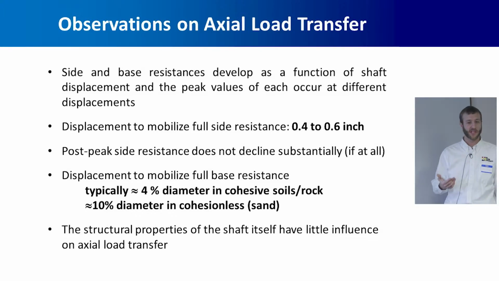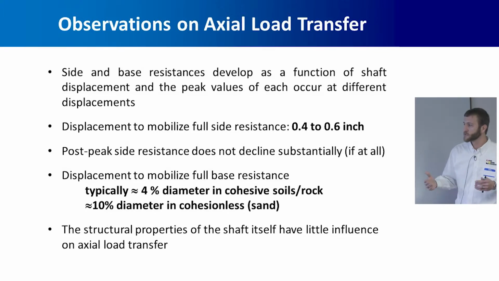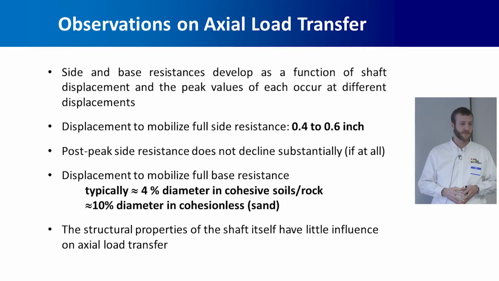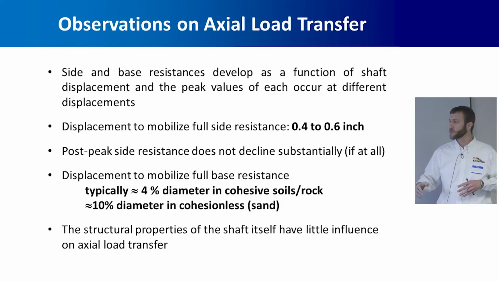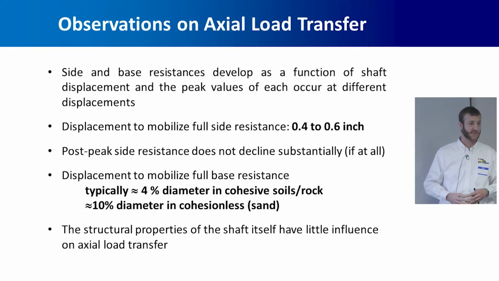The displacement to mobilize base resistance is larger. It's generally a function of how big the shaft is. Depending on the material, we'll say it's about 4% of the diameter for shafts in rock or cohesive soil like clay, or about 10% for sands. So if you've got an 8-foot shaft in sand, the displacement to mobilize the side resistance is only about a ½ inch, but it's about 10 inches to fully mobilize the base resistance.